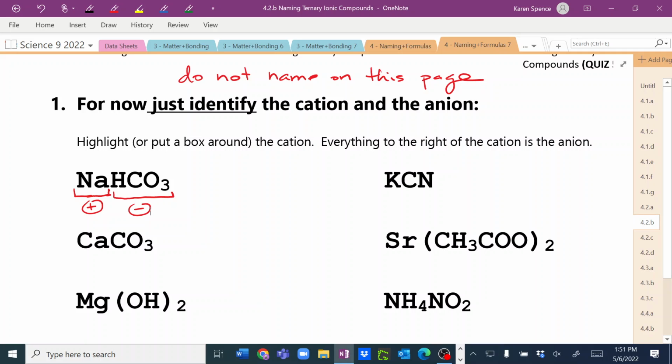Exactly. Wait, do we learn the more? Monoatomic just means those are all the ones we've been dealing with till now, like O2 minus, right? So like all of these are monoatomic. Yeah. Okay.